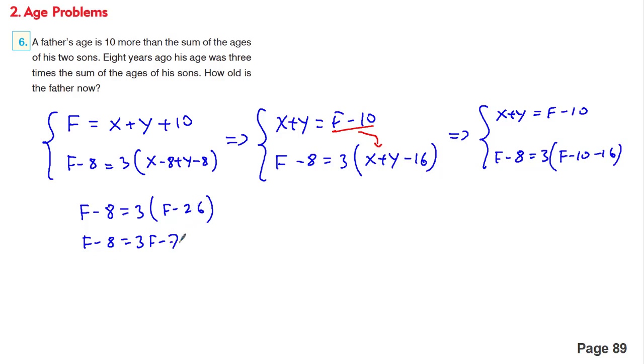So F minus 8 is 3 times F minus 78. Now subtracting F and adding 78, you get 2F is 70, dividing by 2. The father's age is 35. We were looking only for the father's age, so that's it.